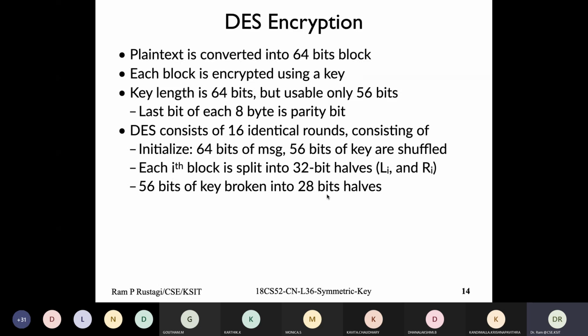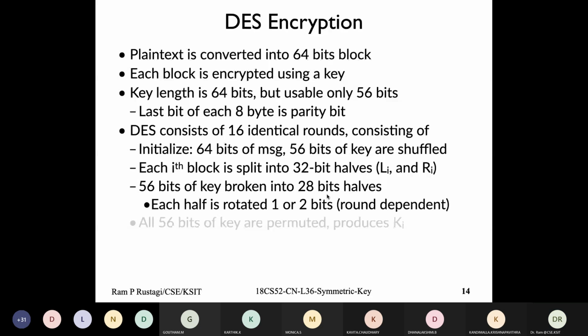Given the 56-bit key, you break it into two parts of 28 bits. Again, shift left once or twice, depending on the round number. Combine them again, take 48 bits, and apply them to the encryption. I'm going to look at an example of how this is done.